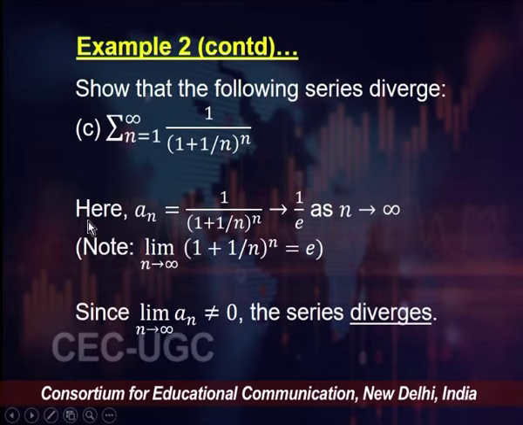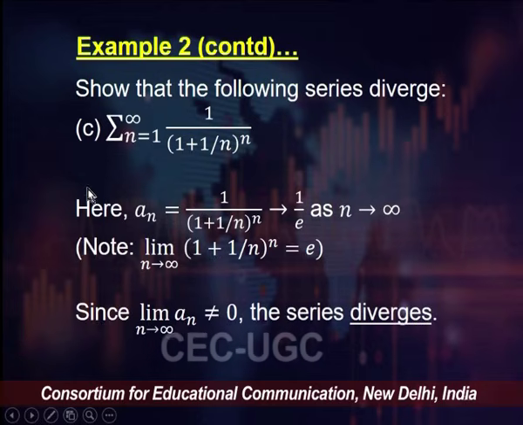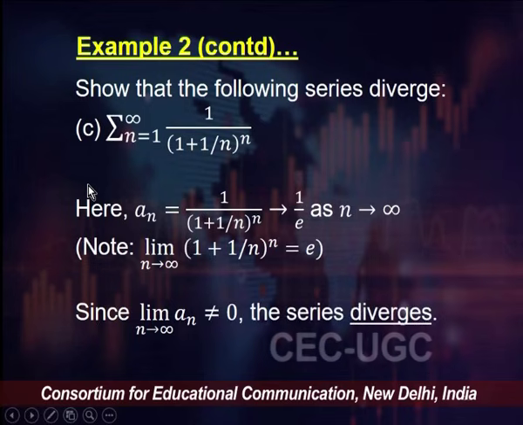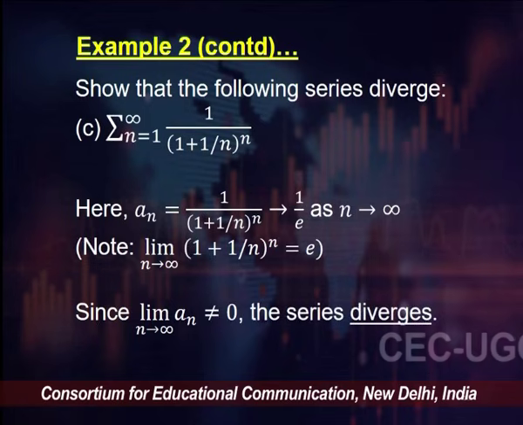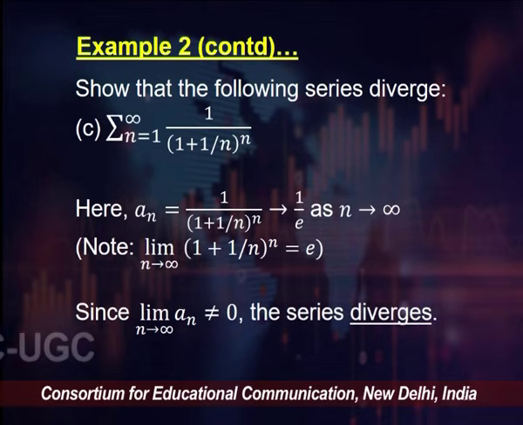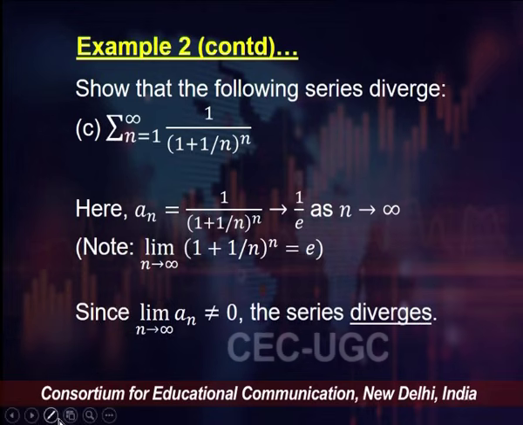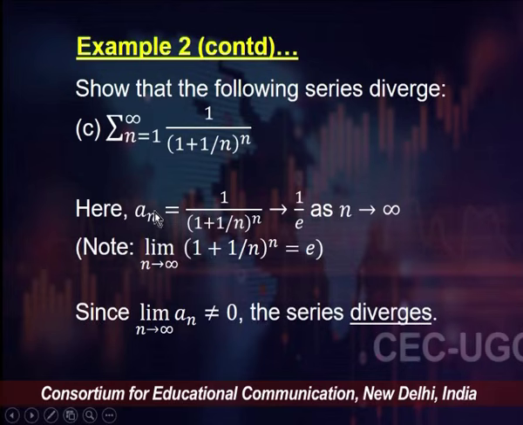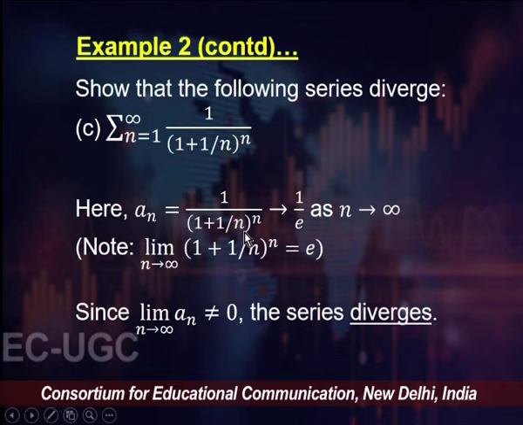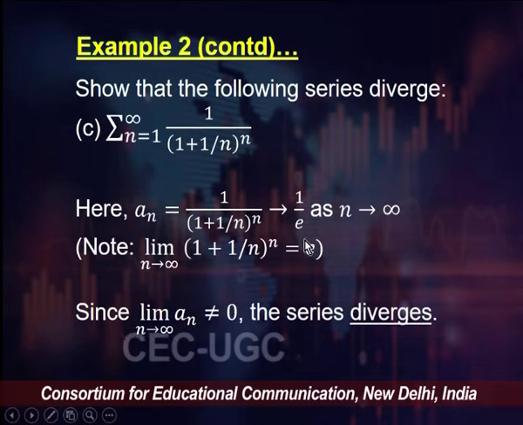Let us look at part C of this example. Here the series is summation 1 divided by 1 plus 1 by n to the power n. Now, here I am going to use a result which you are actually going to cover in chapter 8 of this book, but you might be already familiar with it. And here we have that this nth term, which is 1 by 1 plus 1 by n to the power n, approaches 1 by e.